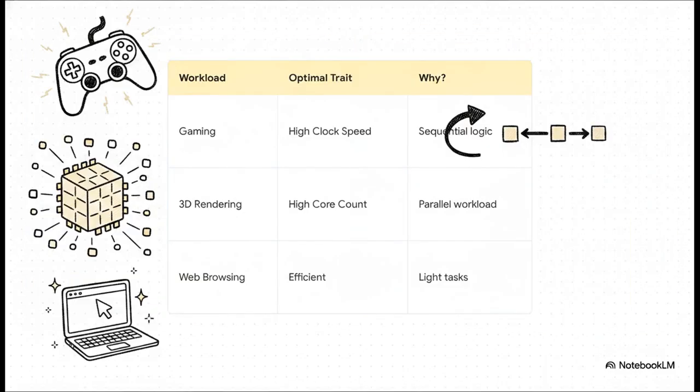As you can see here, different workloads demand entirely different hardware traits. A gamer, for example, wants a few really fast cores, meaning high clock speed. Why? Because game physics and AI logic have to happen in a strict sequential order. I mean, you can't calculate a bullet hitting a wall until the bullet is actually fired, right? Meanwhile, a 3D animator wants a massive amount of cores to share the heavy lifting, since rendering pixels on a screen can easily be split up across dozens of processors at the exact same time.